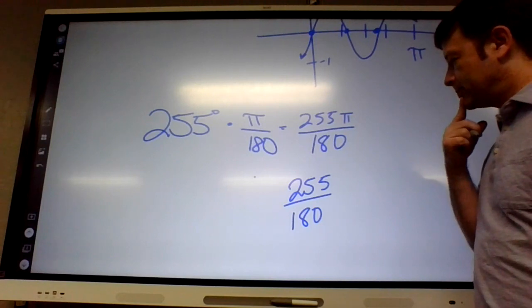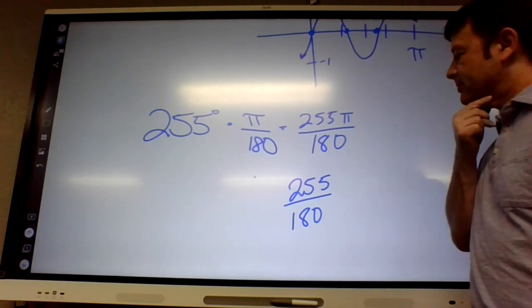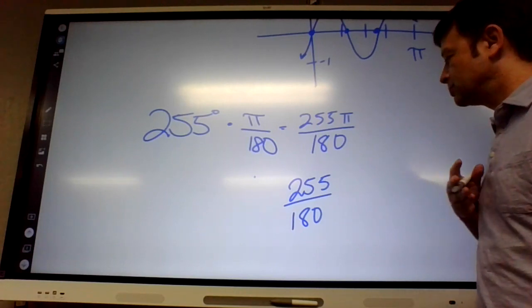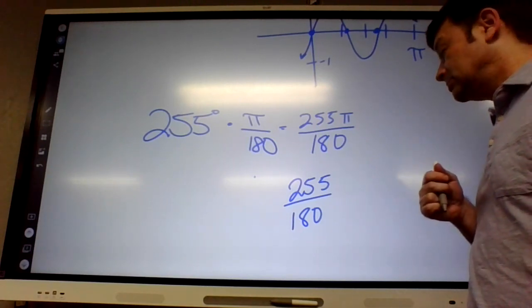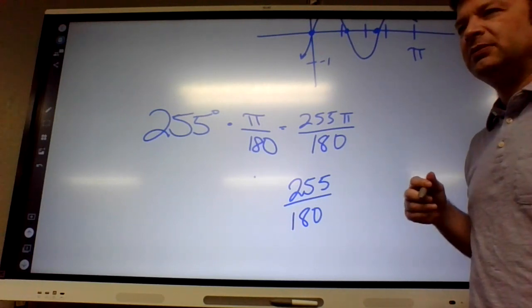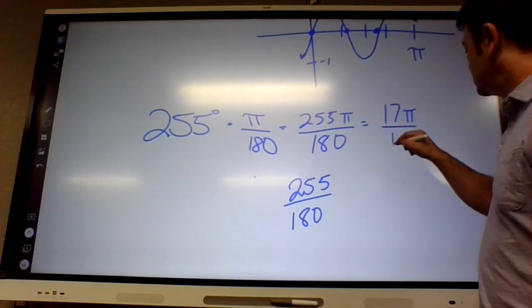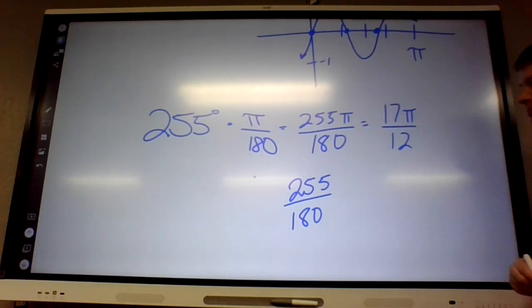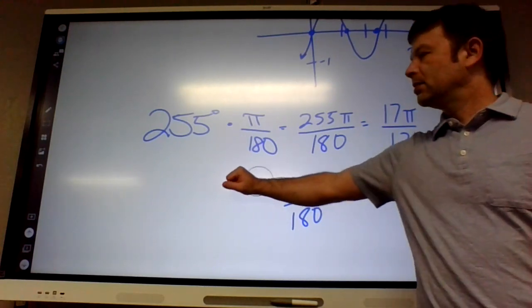I don't know if I remember what it was. I think you can divide by 15. Is it like 17 over 12? Yeah, 17 pi over 12, leaving it as a fraction. Yes. So what did that do?